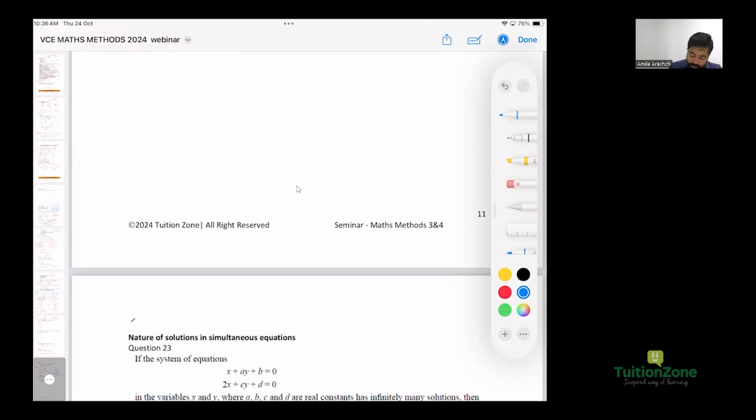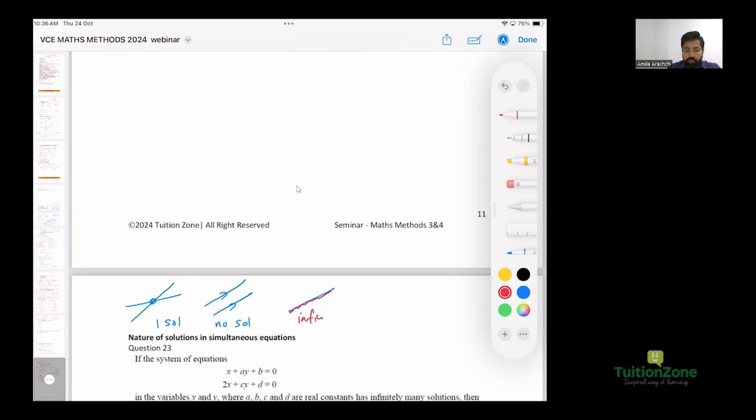The options you get is like one solution, parallel means no solution, or else the last one is overlapping each other, which is infinitely many solutions. So one solution, no solution, and the infinitely many solutions. So you got three options.